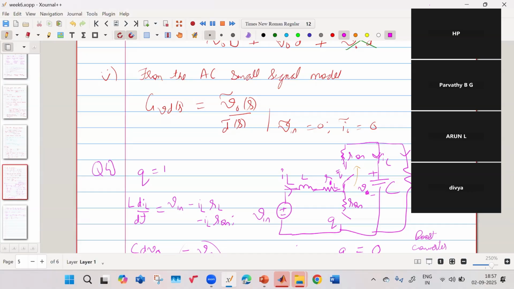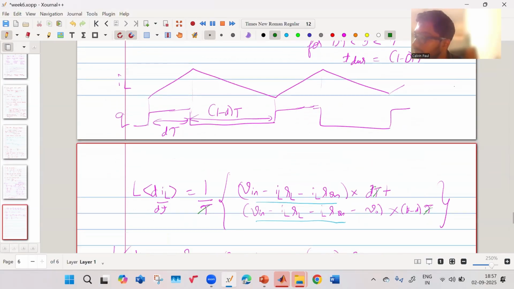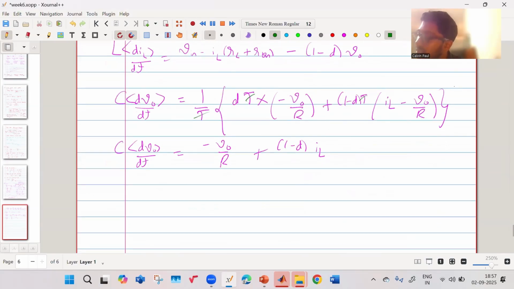So in the case of the boost converter, this is your I_in. So your I_in is equal to I_L. Okay, so this becomes easy in the boost converter. In the buck converter as well as in the buck-boost converter, it's difficult. So your I_in is equal to I_L for a boost converter.